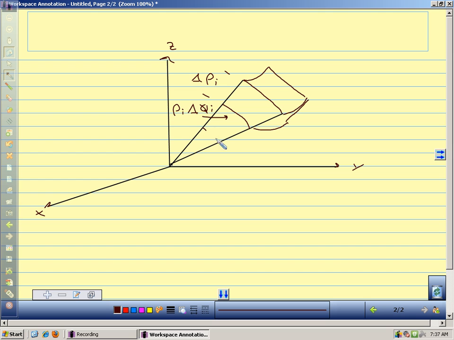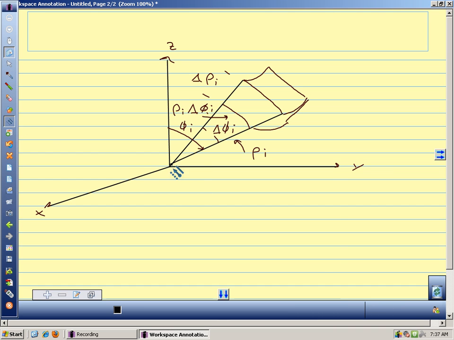This angle is delta phi sub i. And I did my phi backwards here. There we go. Delta phi sub i. The radius here is rho sub i. And that angle is phi sub i. We're going to have a lot of parts here. And we're going to project this down into the xy plane.